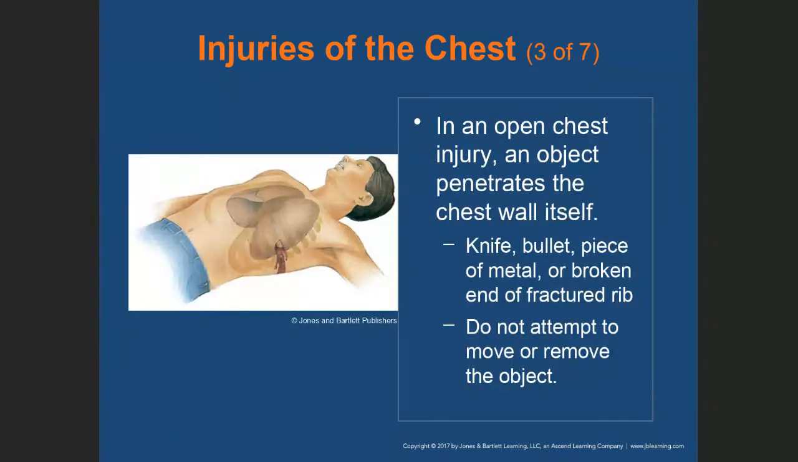Now, in an open chest injury, an object penetrates the chest wall itself. It can be a knife, a bullet, a piece of metal, or the broken end of a fractured rib. Do not attempt to move or remove the object unless, and we know the circumstances in which we would remove an impaled object from the chest, it must interfere with where we would need to put the palms of the hands to do chest compressions.